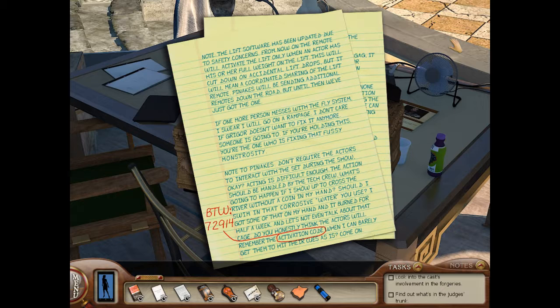If one more person messes with the fly system, I swear I will go on a rampage. I don't care if Gregor doesn't want to fix it anymore. Someone is going to. If you're holding this, you're the someone who's fixing that fussy monstrosity.